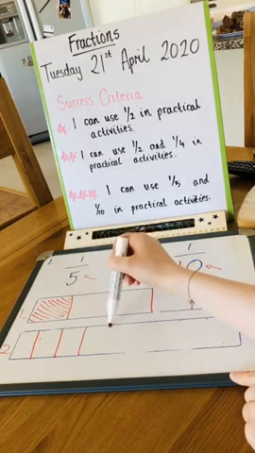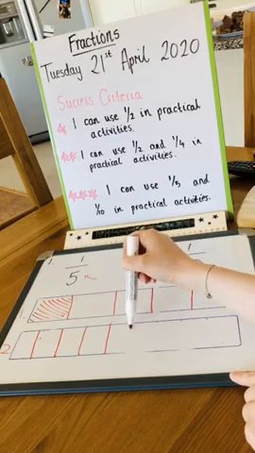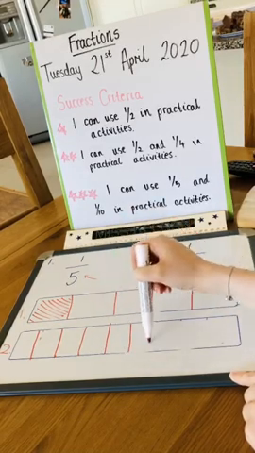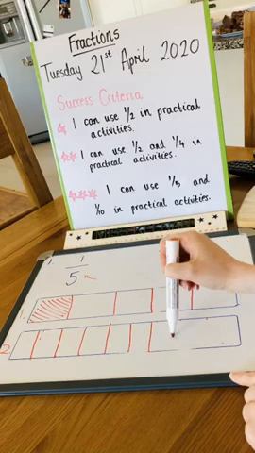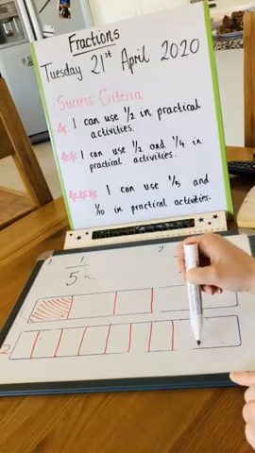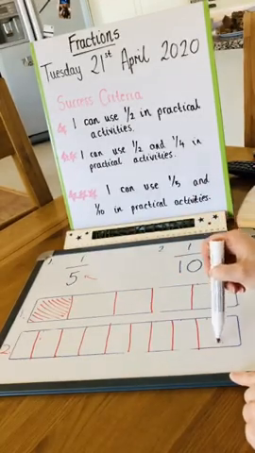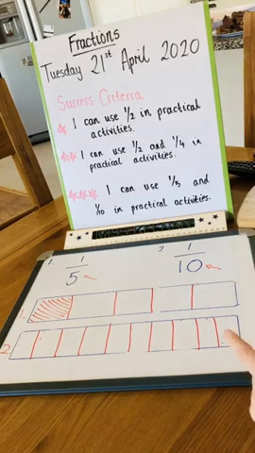3, 4, 5, 6, 7, 8, 9, and then 10. So there's 10 parts.